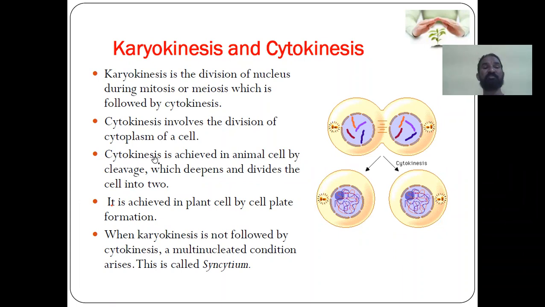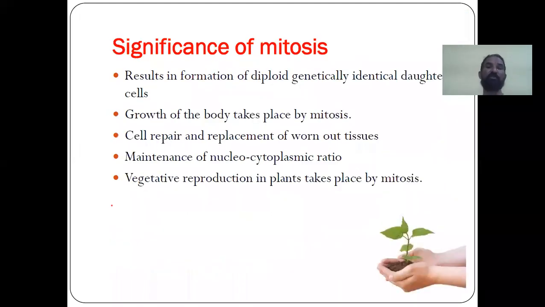In the plant cell, the cell wall is present, whereas in the animal cell it is absent, so a groove is formed and it divides the cytoplasm. If karyokinesis is not followed by cytokinesis, a single cell contains two nuclei, which is called a multinucleate condition. This is called a syncytium: one cell that contains two nuclei.